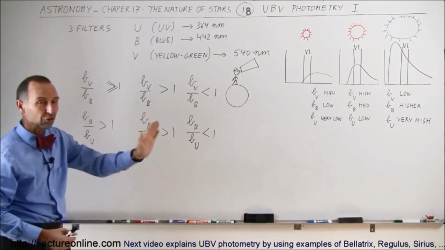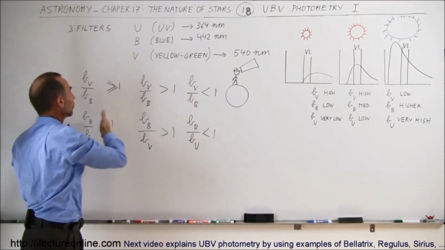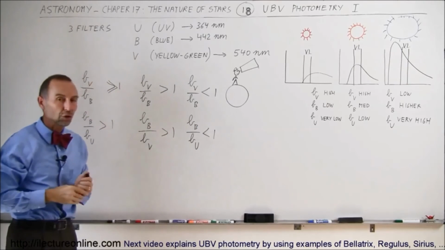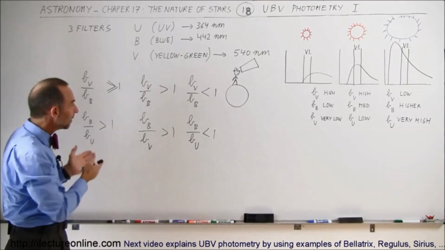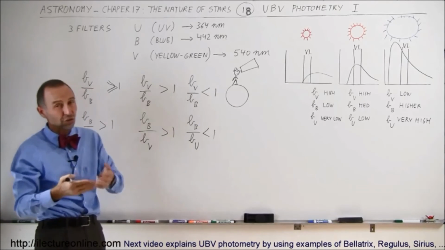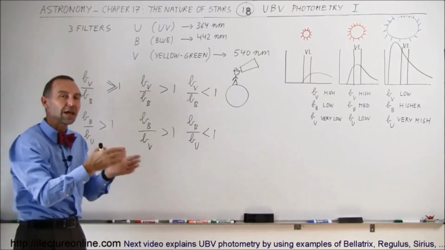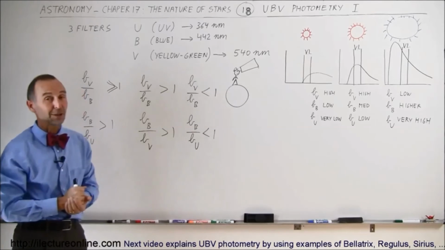Simply, we can tell what kind of star we're dealing with by looking at the star with 3 different filters, finding the brightness ratio using the 3 different filters, and then based upon the outcome of that, we can see that we're dealing either with a red star, orange star, blue star, or a star that is so hot that it puts out a lot of UV radiation. And that's how we do that.